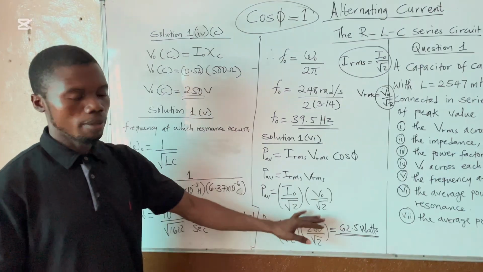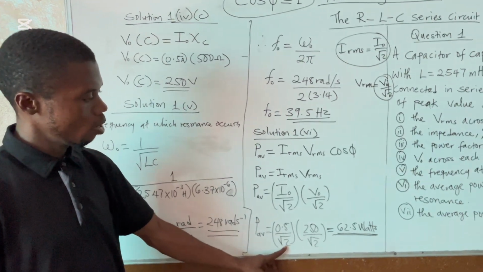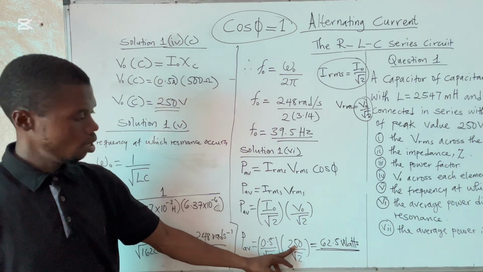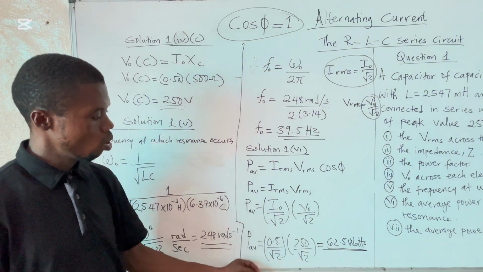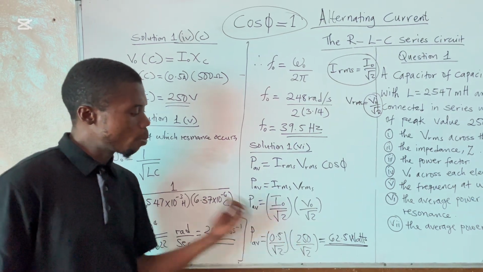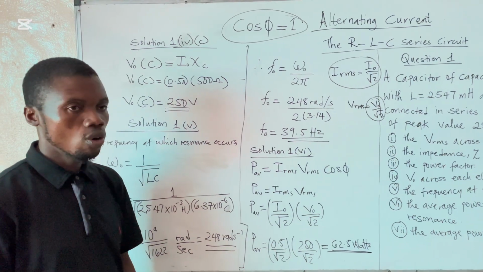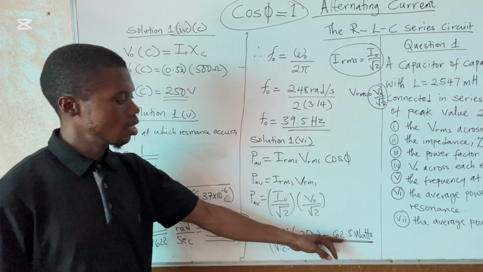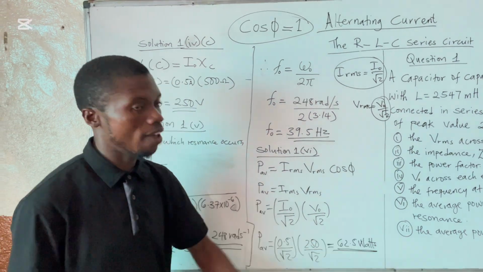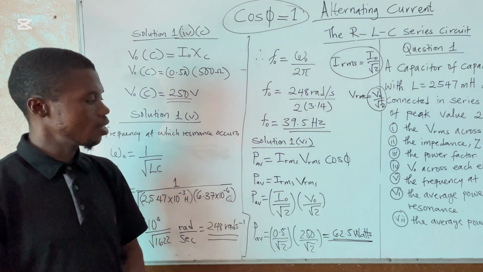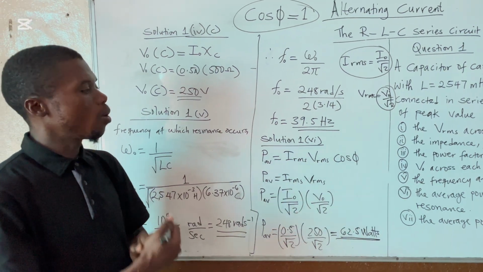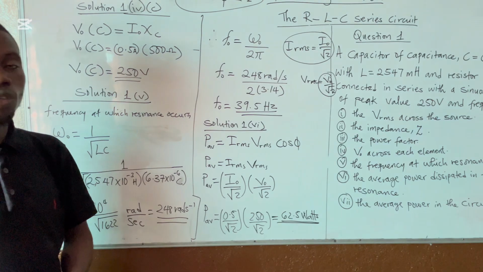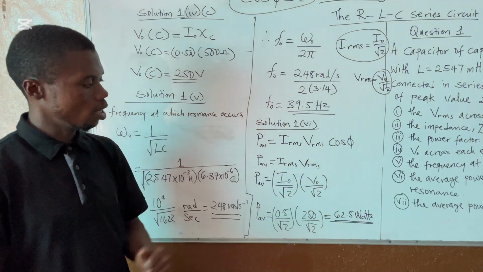The current is the same, so it's 0.5 over the root of 2. The peak voltage is 250 volts over the root of 2. We put 0.5 over the root of 2, multiply by 250 over the root of 2, and we get 62.5 watts. That is the average power at the point where resonance occurs. So we're going to look at the next one shortly.